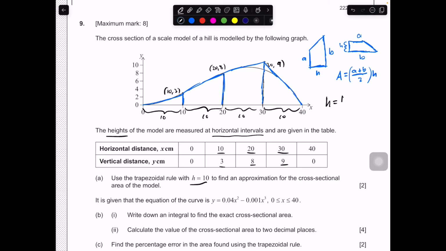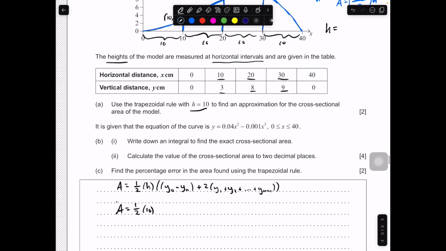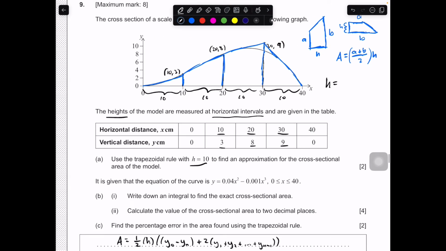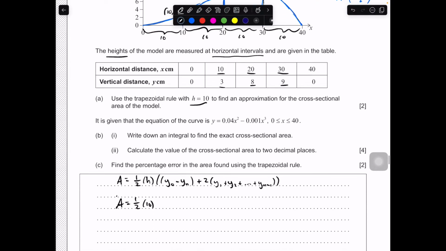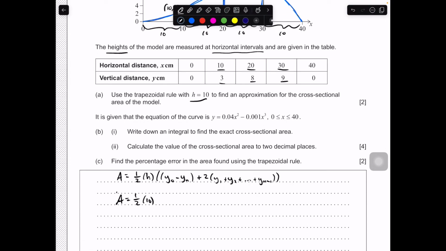I was just going to say B, we had in our trapezoid rule, h is equal to, no, I don't want to actually deal with that now. Don't want to confuse things. That's fine. Okay, so h, they gave it to us, it's equal to 10, and we have y naught and yn.